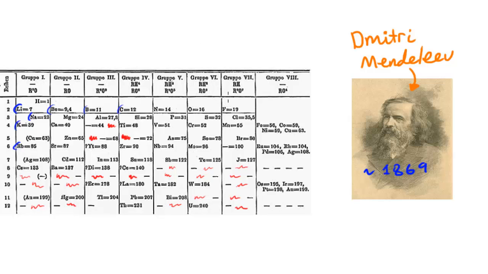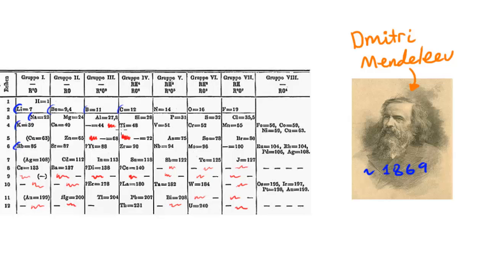Now, a lot of them he got right, and some of them he got wrong, but it was still a breakthrough in terms of the prediction of new elements, because this wasn't something that every chemist did.